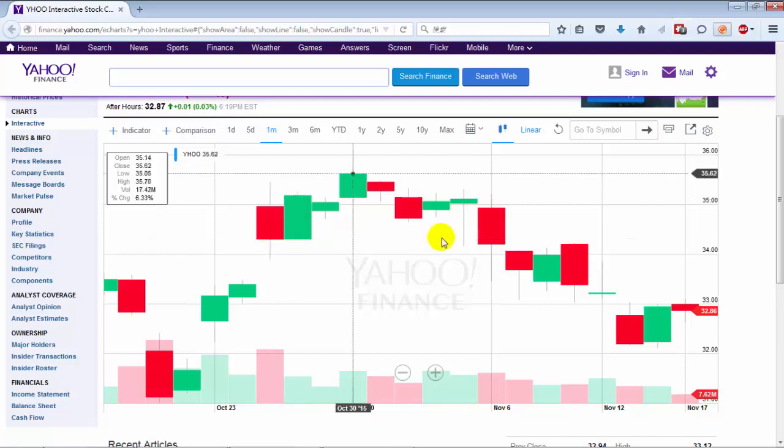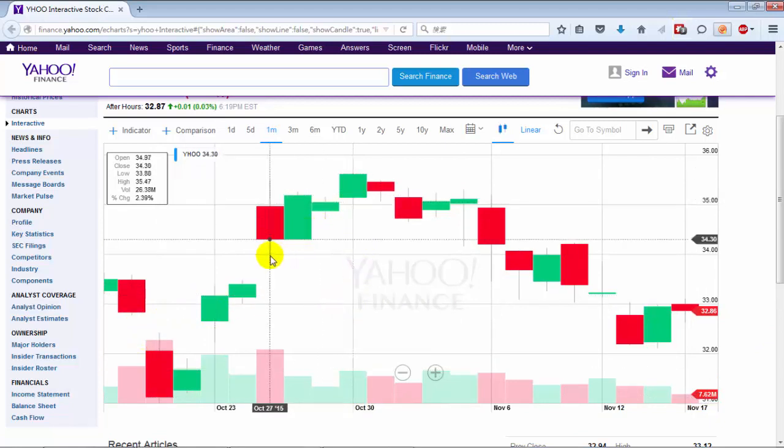The idea of a gap, you could probably see that there's a big space here, a big space here, and a big space here. The idea of the gap is when a candlestick's wick, the bottom wick or shadow, doesn't touch the previous day's upper wick or shadow, or the day's top wick or shadow doesn't touch the previous day's lower wick or shadow.